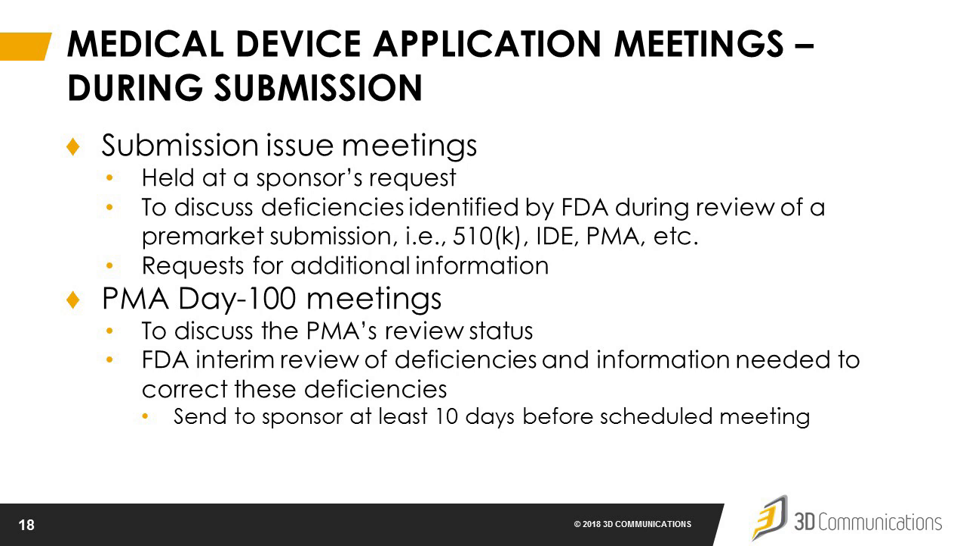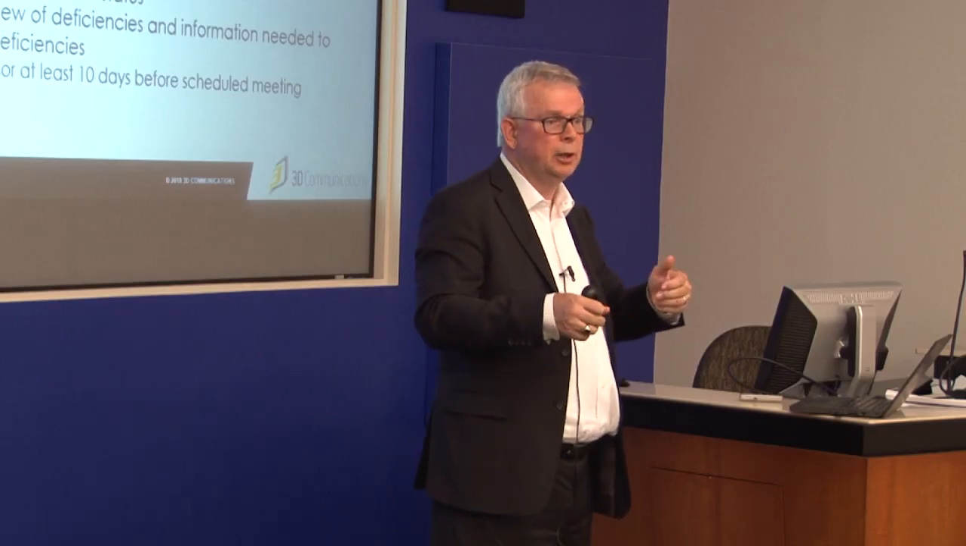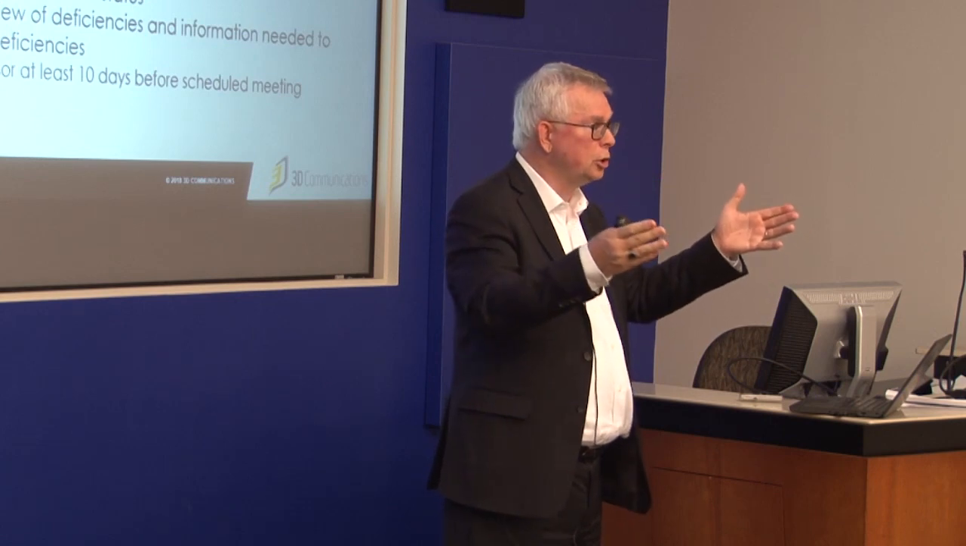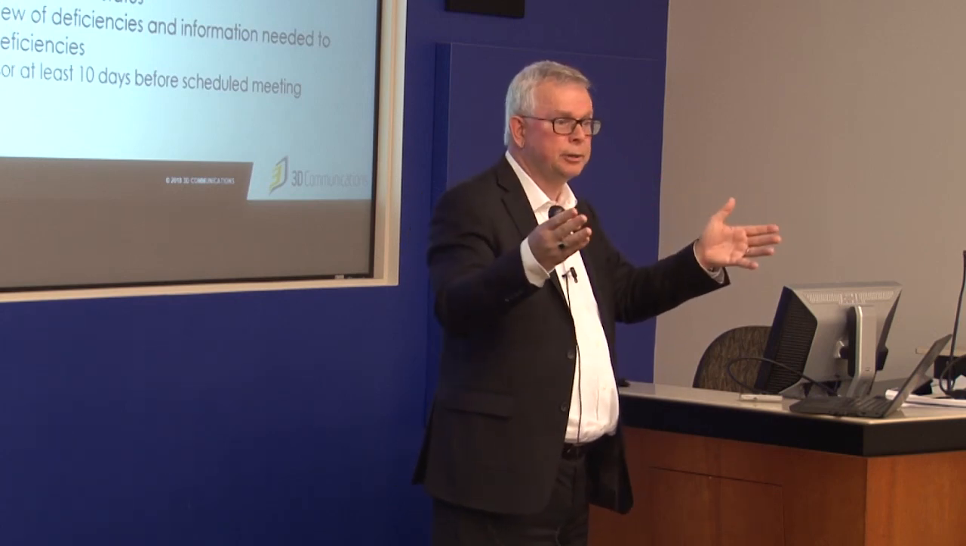And then there's a PMA day 100 meeting. That's where you discuss the review status. So you first get day 90, you get your letter of deficiencies, and day 100 is, okay, what are we going to do further? How are we going to go from here? And then it's going to be, is it going to be a 180-day process, so without an AdCom, or is it going to be a 320-day process with AdCom?